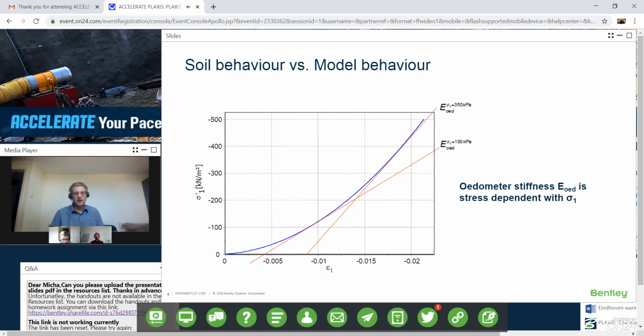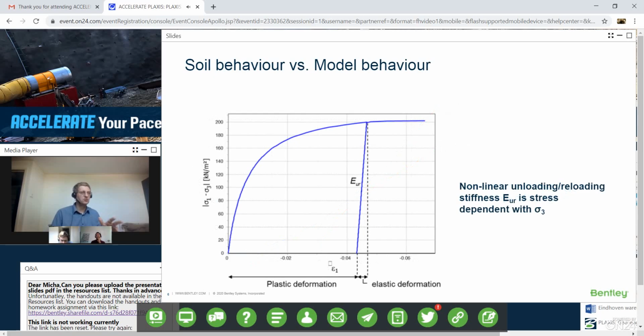That does not mean that in practice it doesn't change with any other stiffnesses, but if you want to build in a dependency, sigma 1 is the most practical because sigma 1 we know in an odometer test. We don't have to guess it, we just know what it is. So odometer stiffness depends on vertical stress level, simply to be able to match it to a laboratory test.